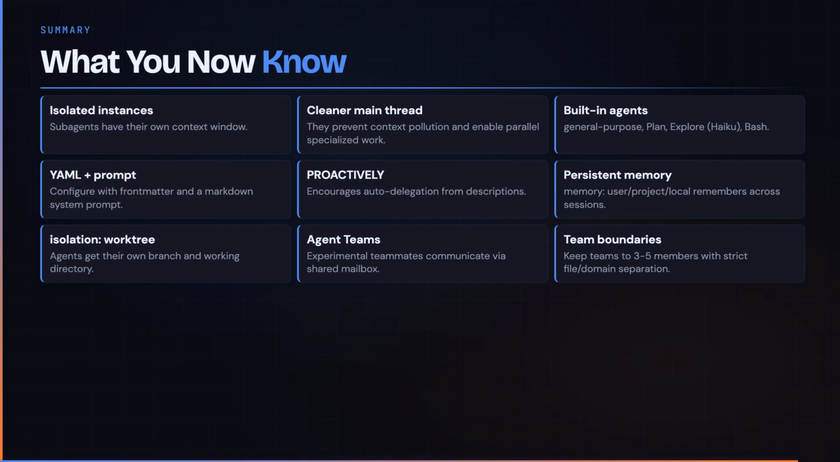Isolation worktree gives agents their own branch and working directory. Agent teams enable mailbox coordination. Keep teams small, with strict file and domain separation.